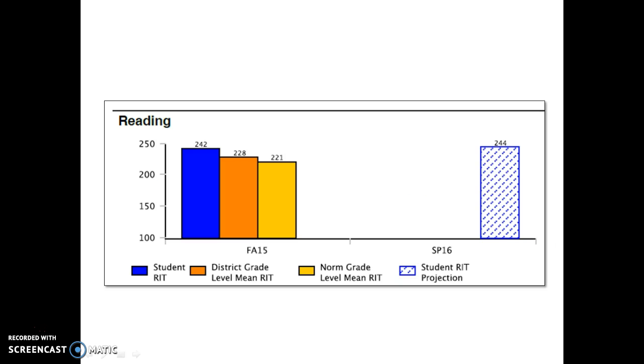This student scored an average 242 RIT score. The other students at Provost Academy in his same grade scored an average of 228, and the students in the norm reference group scored 221. So this sample student outperformed the average student in his grade and the average student in the norm reference group. His goal in the spring should be to increase from a 242 RIT score to 244.